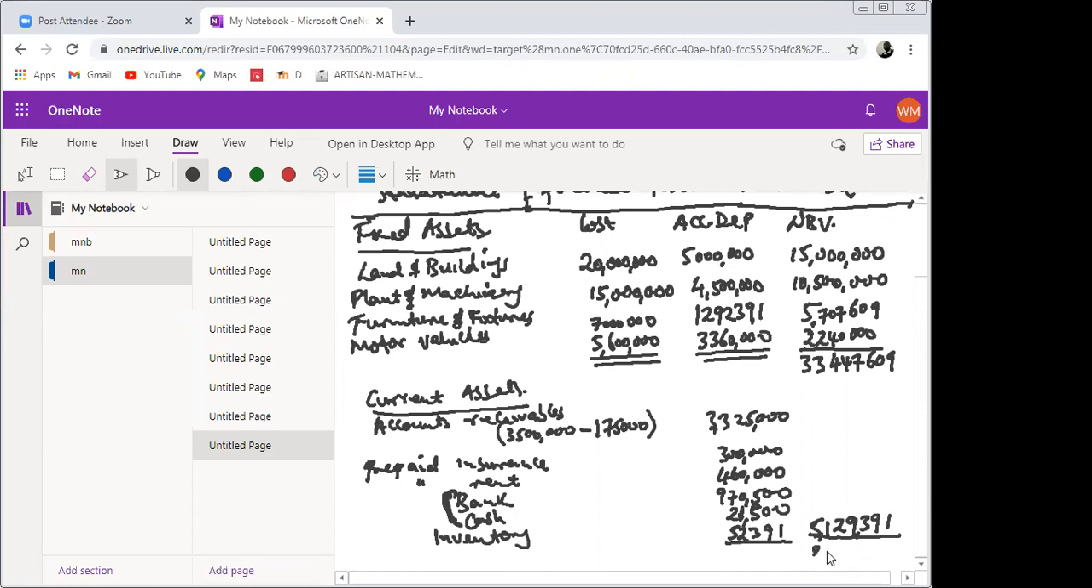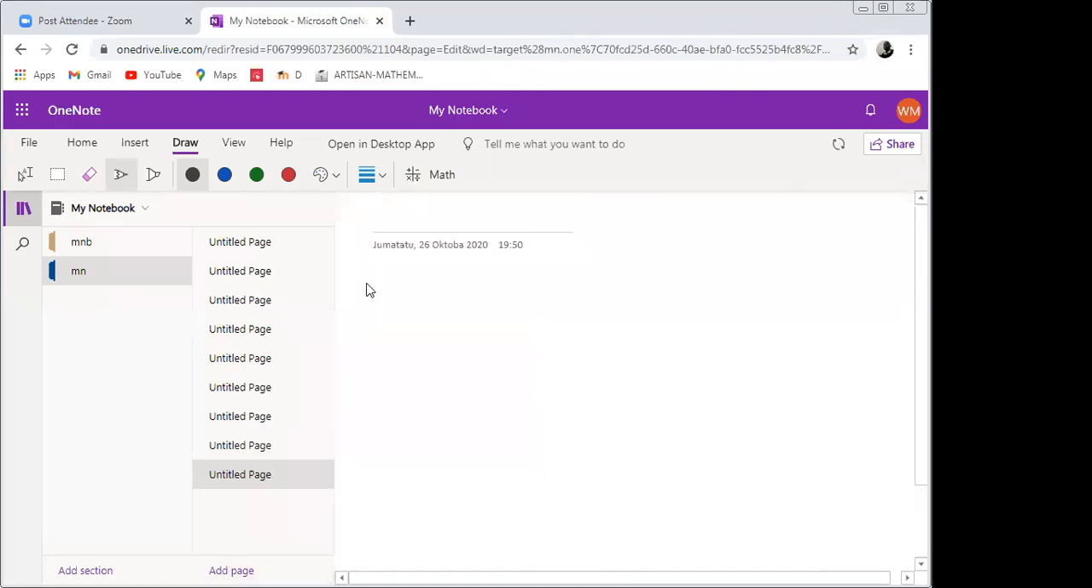38,577,000. Okay, those are now the total assets. Now we can go and see the financed by part.